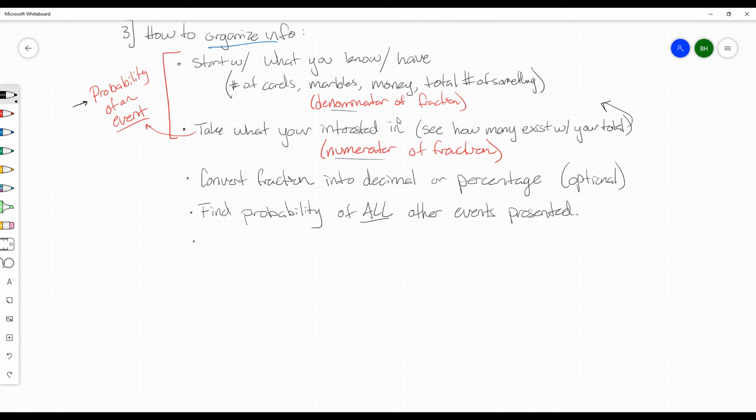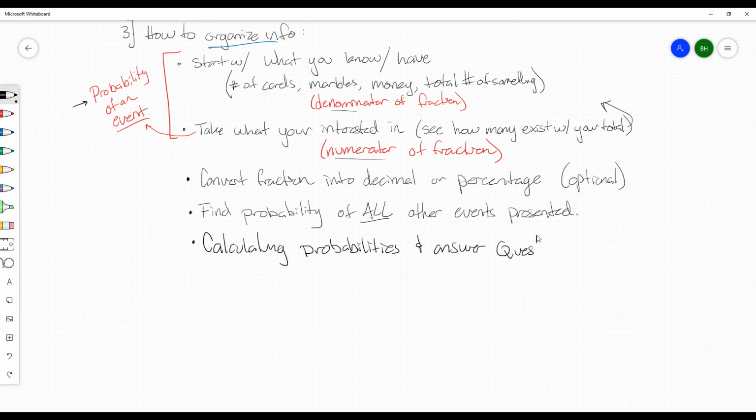Now, if you have a numerator and denominator, you know that you're dealing with fractions. So take those fractions, convert them into what you know, so decimals or percentages, to help you start answering questions, and then ultimately start finding the probability of everything else in the problem that you may need. And then ultimately you can start calculating other probabilities using the rules and answering questions.